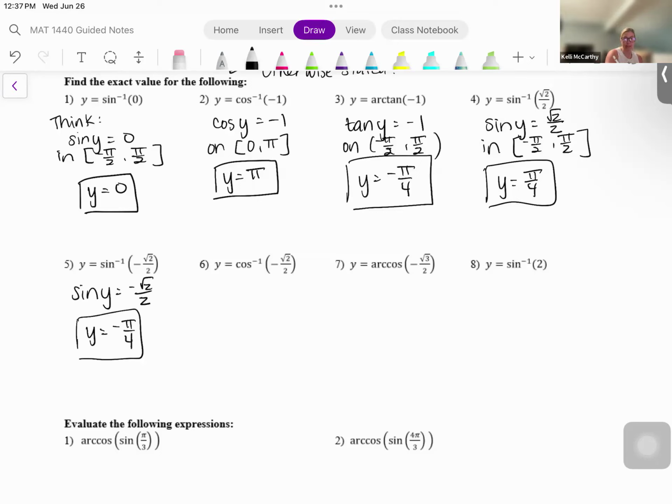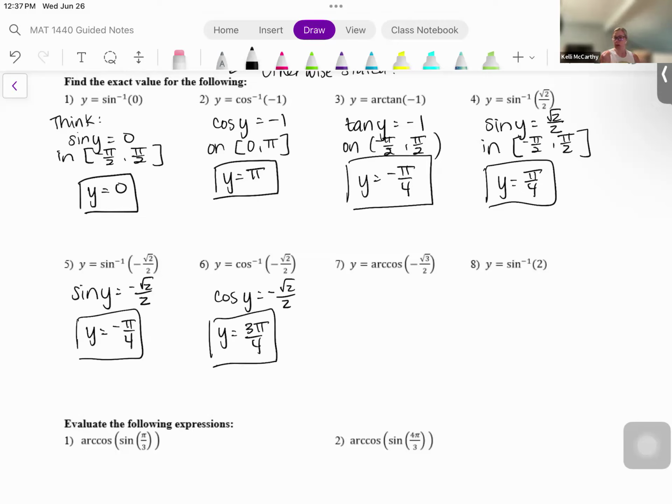Y equals cosine inverse of negative square root of 2 over 2, excuse me. So cosine of y equals negative square root of 2 over 2, and y is going to be on the interval from 0 to pi. So cosine is negative in that second quadrant, which is going to be 3 pi over 4.